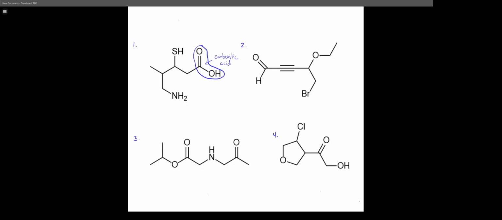Are you circling something? Yes. I'm sorry. Yeah. Hold on. Yes. Oh, thank you. Yeah, there we are. Well, it's not exactly a circle, but you get the idea. So there's a carboxylic acid.